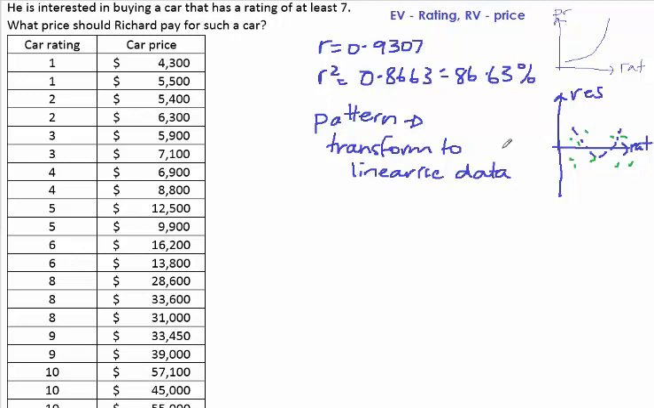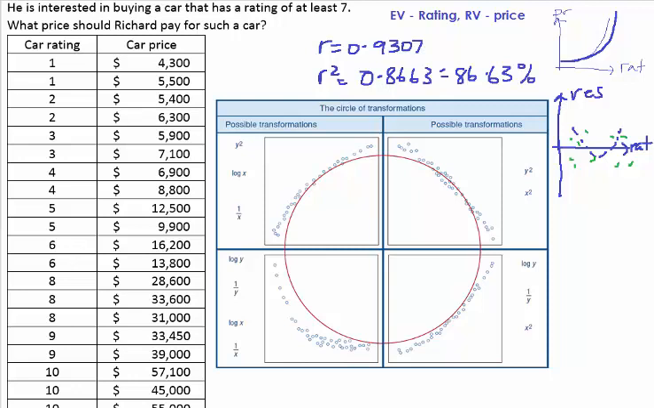And now, once we know we need to transform, we have to come back to the original graph here. And we can see the original graph has a line that looks like it's in the bottom right-hand side of a clock. So it's this quarter of the circle that we're going to go to when we open up the circle of transformations. And our circle of transformations is this business.